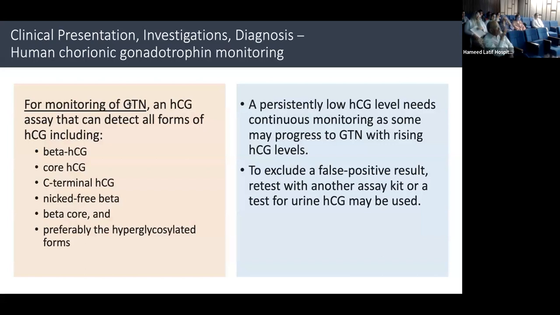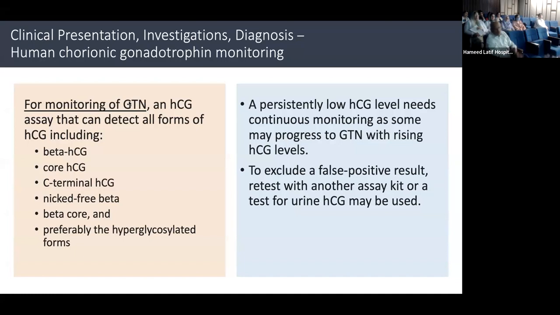A persistently low HCG level needs continuous monitoring as some may progress to GTN with rising HCG levels. Raised but not very high levels should be monitored, and to exclude a false positive result, do a pre-test. This is because if the clinical presentation arouses that suspicion of gestational trophoblastic disease, then we will follow this line of action.